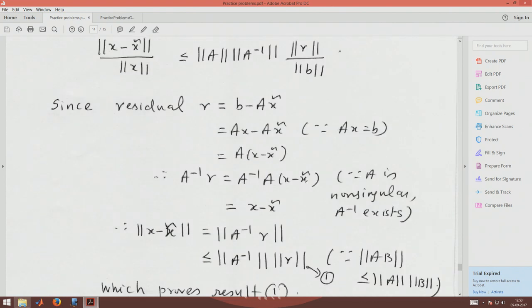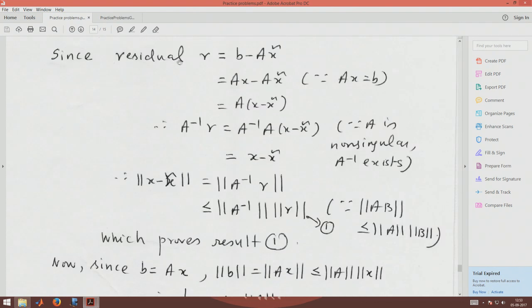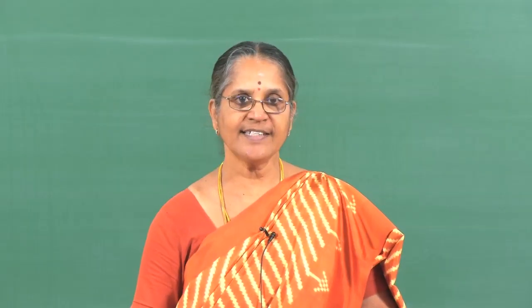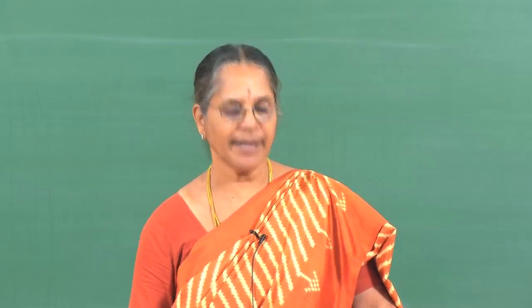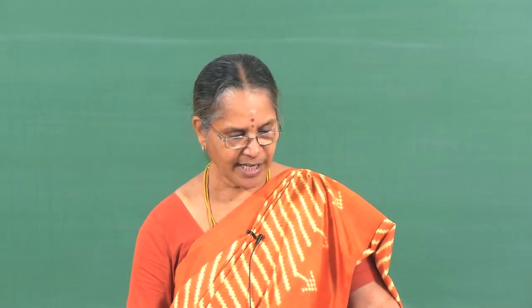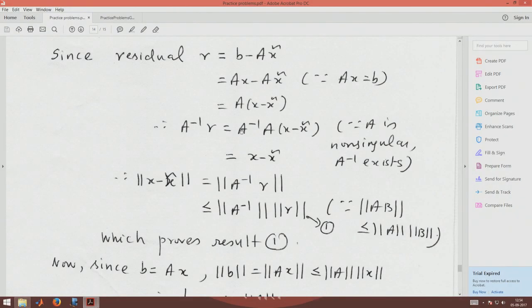So, let us work out the details. Now, residual is r, which is b minus Ax tilde. But what do you know about b? B is Ax. So, it is Ax minus Ax tilde, that is A into x minus x tilde. So, I pre-multiply both sides by A inverse, because it is given A is a non-singular matrix. So, A inverse exists and therefore, I multiply by A inverse. So, we have A inverse into R to be A inverse A into x minus x tilde.